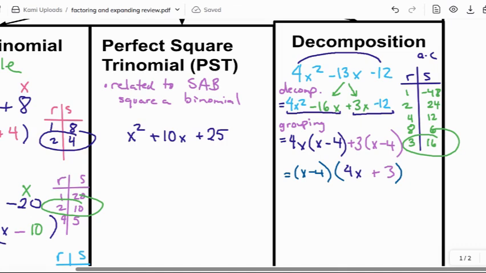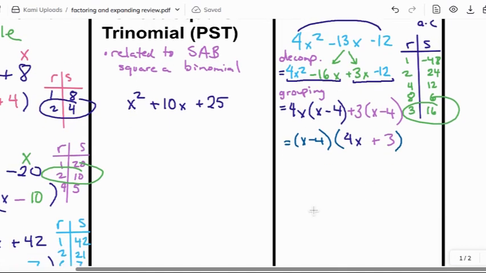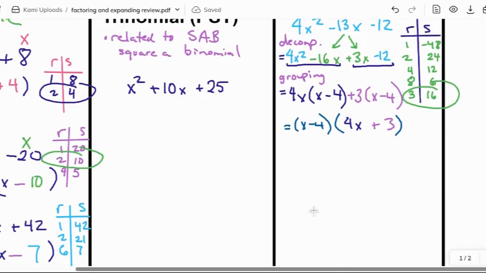So once again, in grade 11, you kind of have to know to recognize these, especially once we get to unit 8, when we do trigonometric identities. It's important that you recognize PSTs, perfect square trinomials. How do I recognize it? Well, first and last terms are perfect squares, right? They can be square rooted.